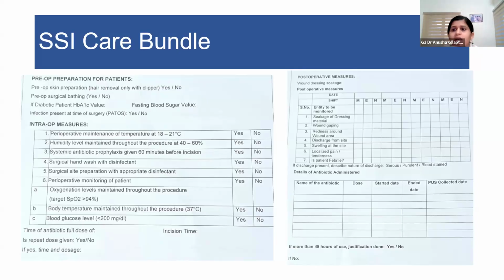Then every day you will have to check whether the dressing is soaked, whether the wound is gaping, whether there is any discharge or pus from the surgical site, any swelling, any pain or tenderness, or fever for the patient, because these are signs of infection. So this is assessed in every shift. And also, if any antibiotic is administered, the details of the antibiotic are also mentioned. Okay, so this is an example of a surgical site care bundle.